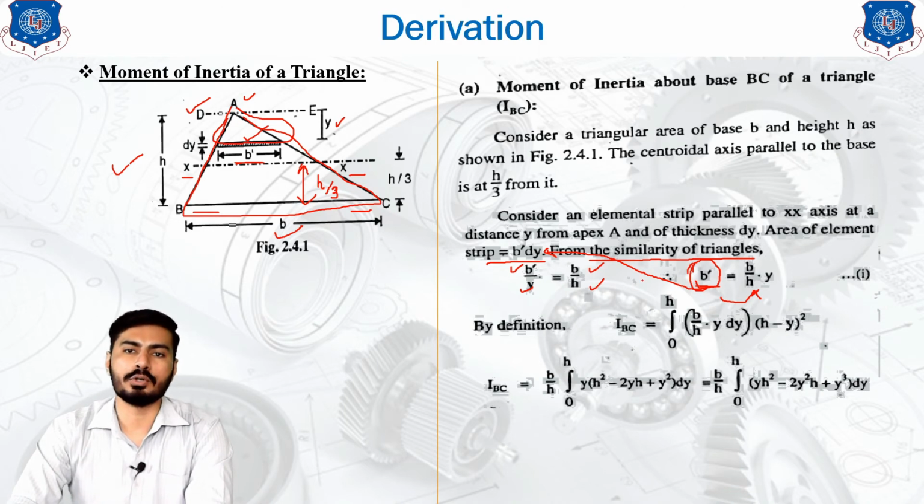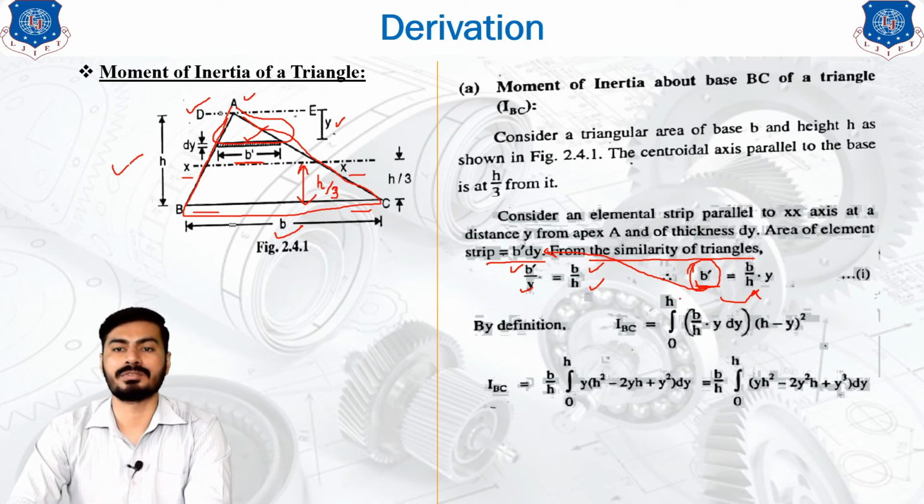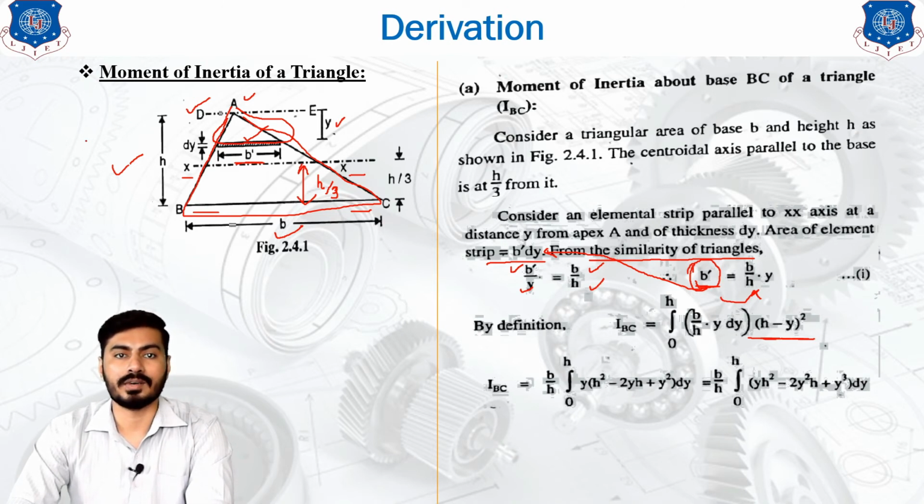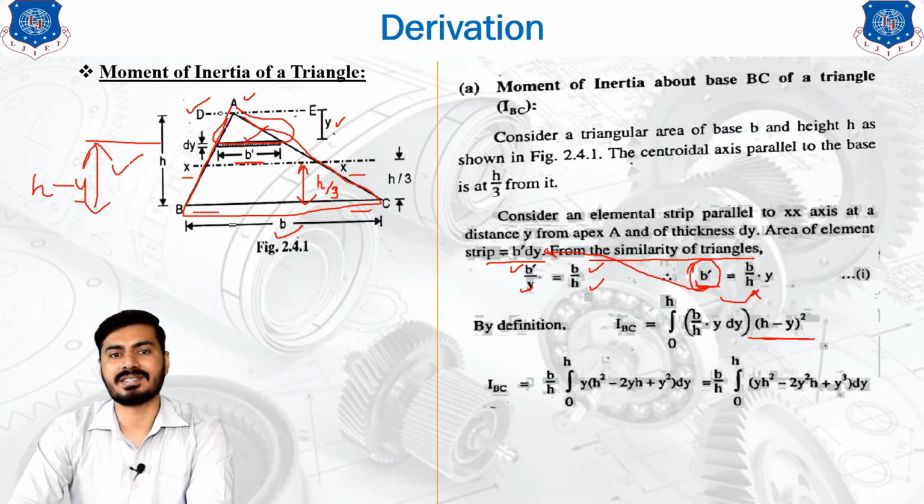So if you put this value into the equation of the area of the strip and calculate the distance between the strip and the base axis, then your distance will be h minus y, which is very simple and can be seen from the diagram. Our total distance is h and the distance from the apex is y. So if we want to find this much distance only, it is nothing but h minus y. Very simple geometry.